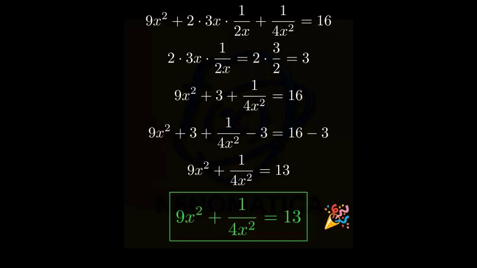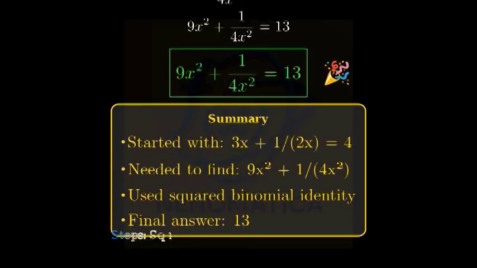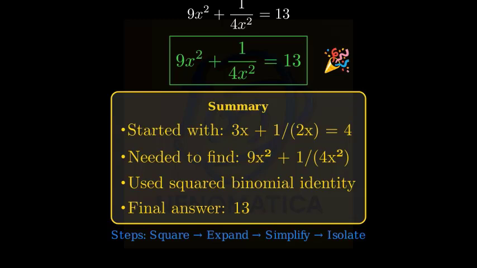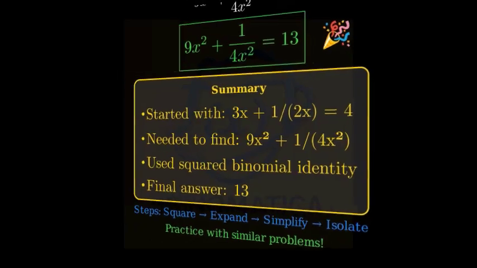Let's summarize what we've learned. We started with the equation 3x plus 1 over 2x equals 4, and we needed to find the value of 9x squared plus 1 over 4x squared. The key insight was recognizing that we could use the squared binomial identity to relate these expressions. We squared both sides of the original equation, expanded using the identity, simplified, and then isolated our target expression. As practice, try applying this technique to similar problems where you need to find expressions involving squares of terms that appear in a given equation.